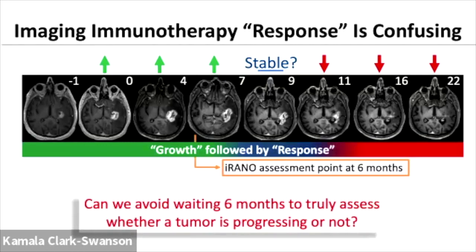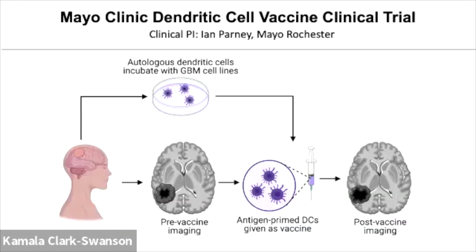So can we do a better job? Can we avoid this, really integrated into clinical practice? The iRANO, immunotherapy response assessment in neuro-oncology, assessment time point is 6 months, expecting you to say, don't make a change in treatment course for this patient for those first 6 months that a patient's on immunotherapy, because we really can't tell you whether they're responding or not. So again, it's a real ethical challenge as to how to manage patients in that context.